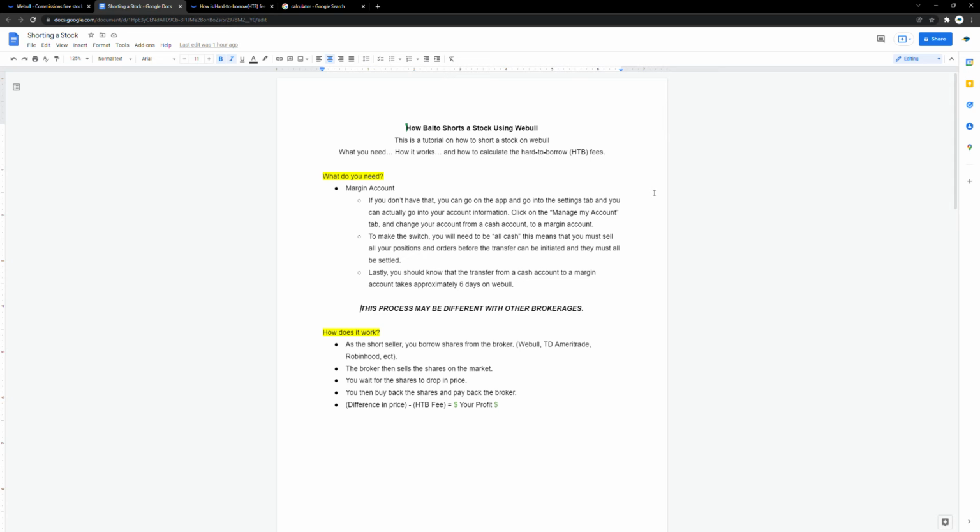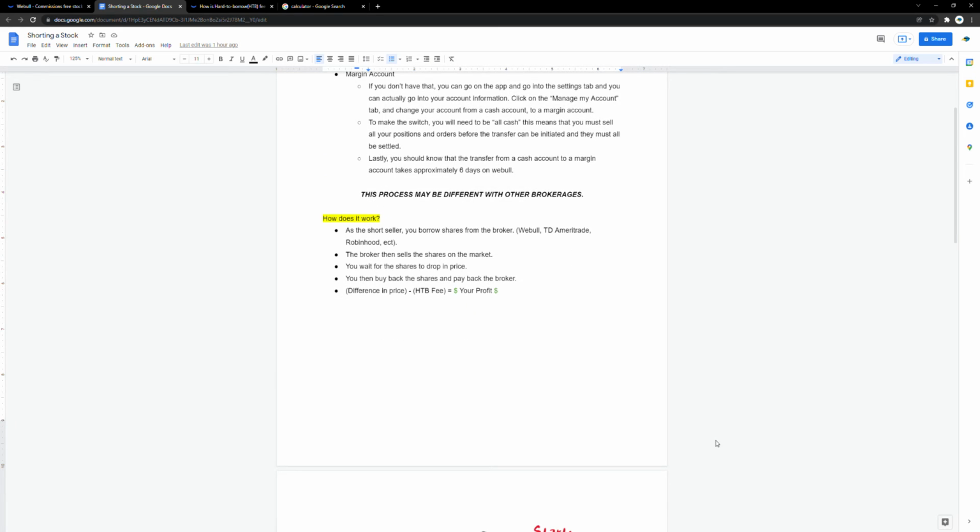To make the switch, you're going to need to be all cash. What that means is that you're going to have to sell any positions that you're currently in, and any orders that are waiting to be filled will have to be canceled, and you have to wait for all that cash to settle. Once it settles, you can initiate the transfer from a cash to a margin account, and it's going to take approximately 6 days on Webull. Right now, that's the wait time. I think that was the wait time on mine when I decided to switch. The process may be different with other brokerages. I haven't done it with another brokerage, but you will have to do the research if you're on a different brokerage.